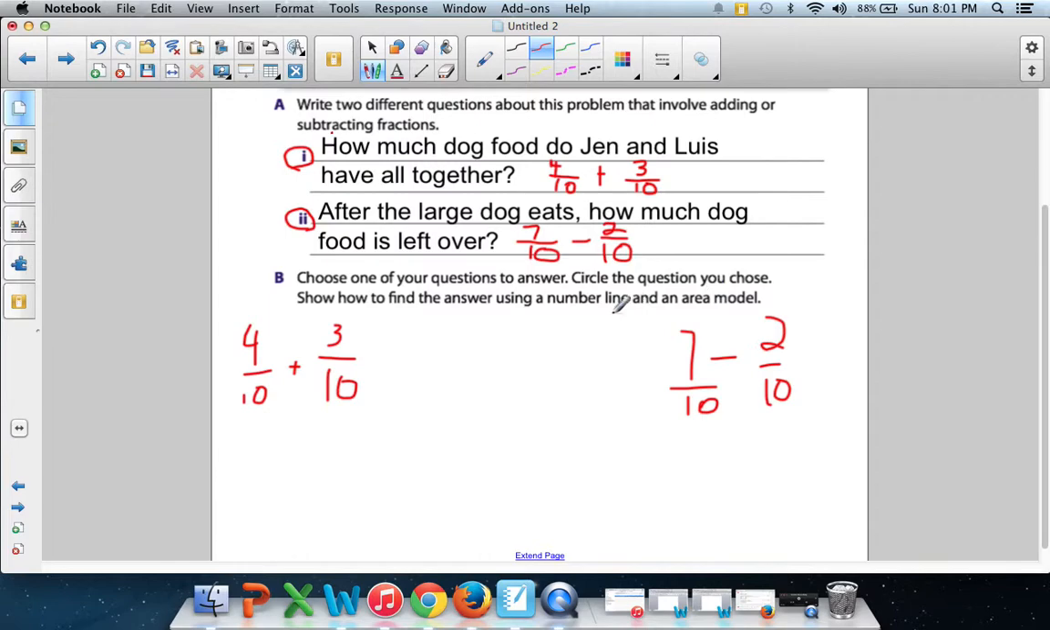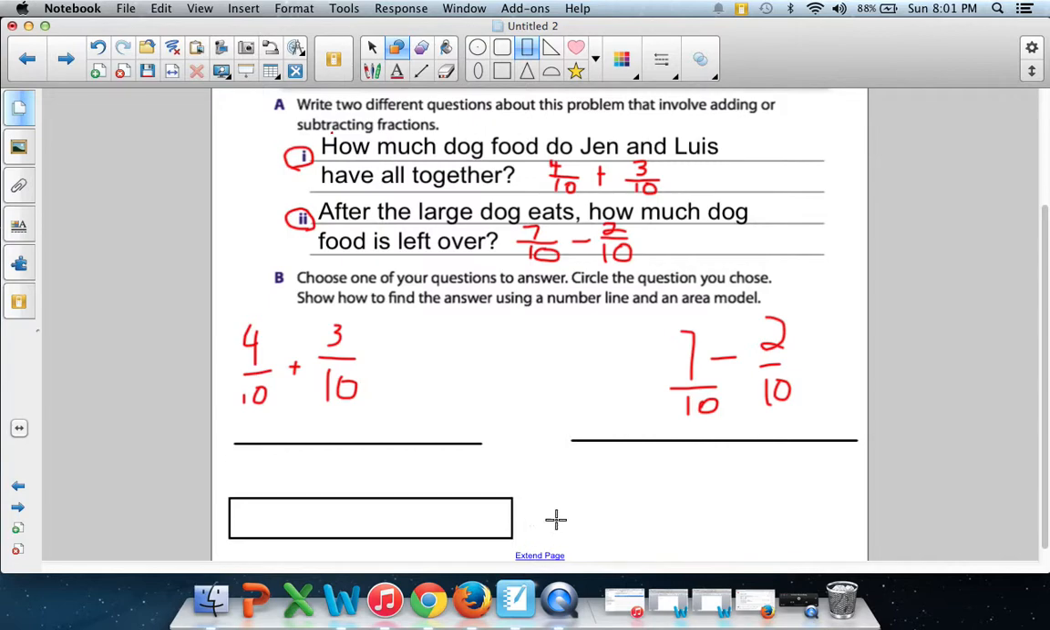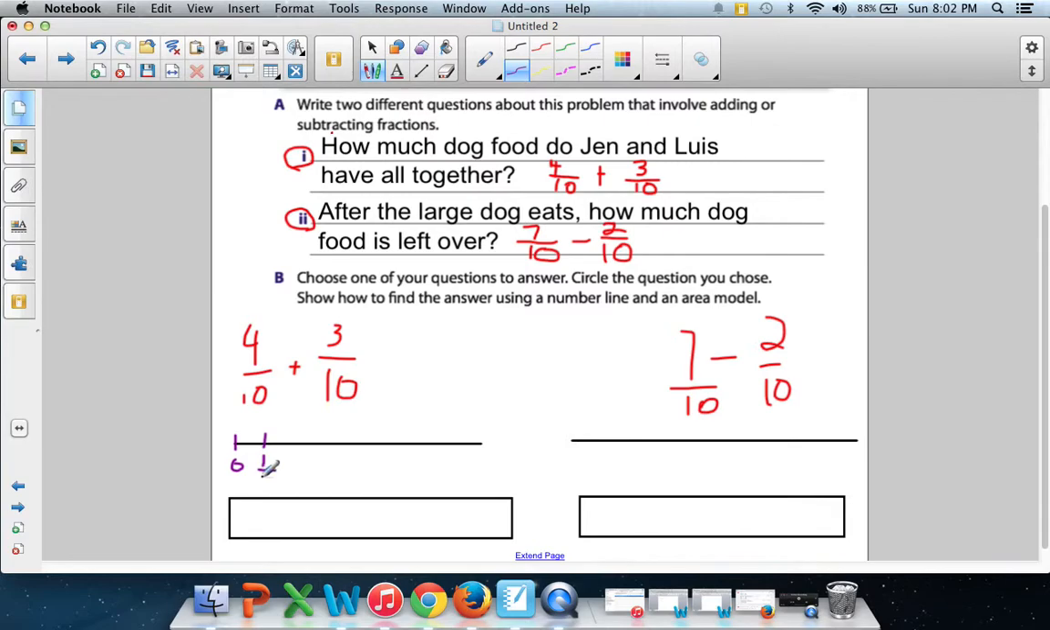So first it says show how to find the answer using a number line and an area model. No problem. So I'll get a number line ready for both of them. And then I'll get some shape ready for an area model for both of them. Alright. Okay. Now it's time to do the work. So we have 4/10 plus 3/10. So we're going to start at 0. And we're going to have 1/10.